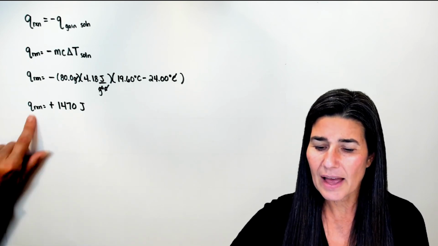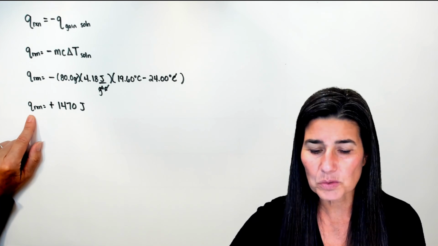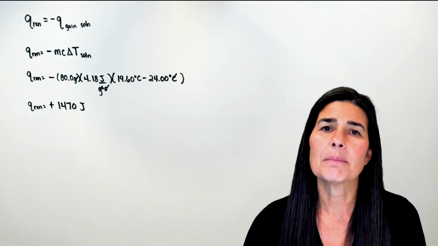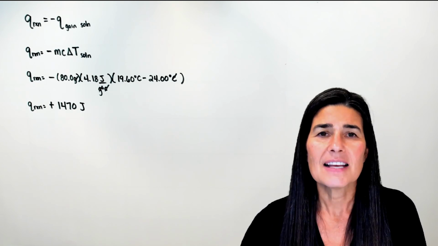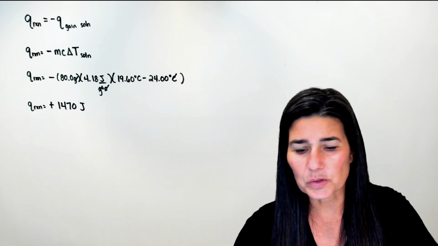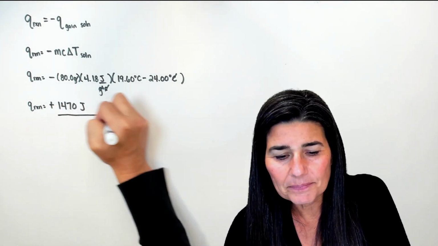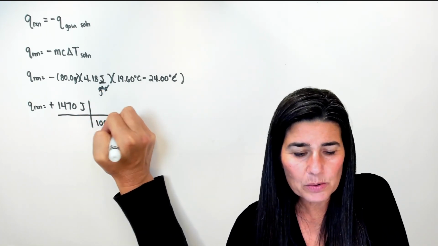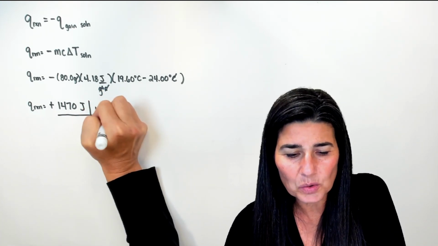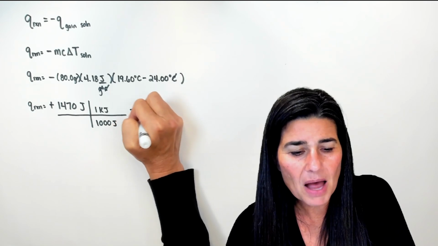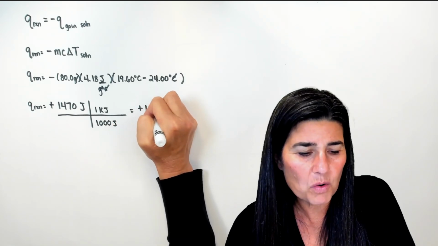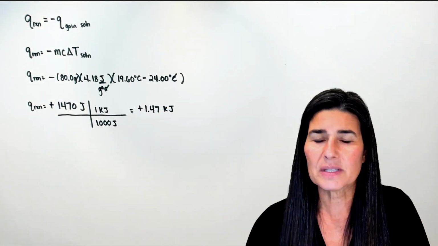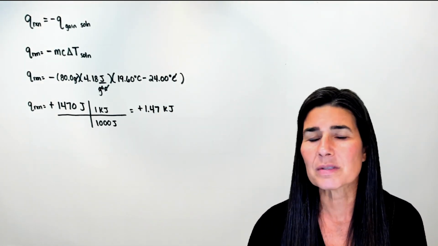So we now have the heat of this process, this reaction, in joules. They want it in kilojoules per mole of potassium nitrate. Let's go ahead and change that to kilojoules right away. I'm going to get rid of joules. There are 1,000 joules in 1 kilojoule. That leaves us with a positive 1.47 kilojoules. Now we need to take those kilojoules and divide them by moles, kilojoules per mole.